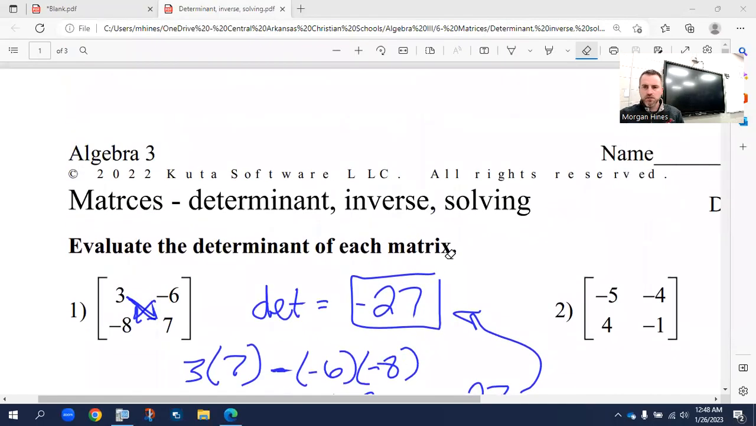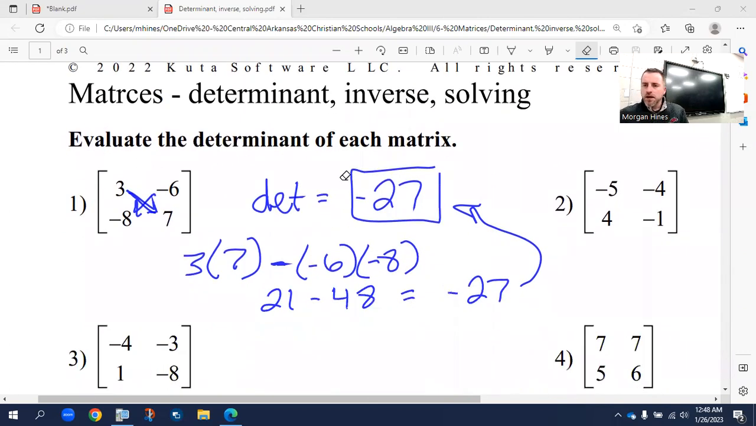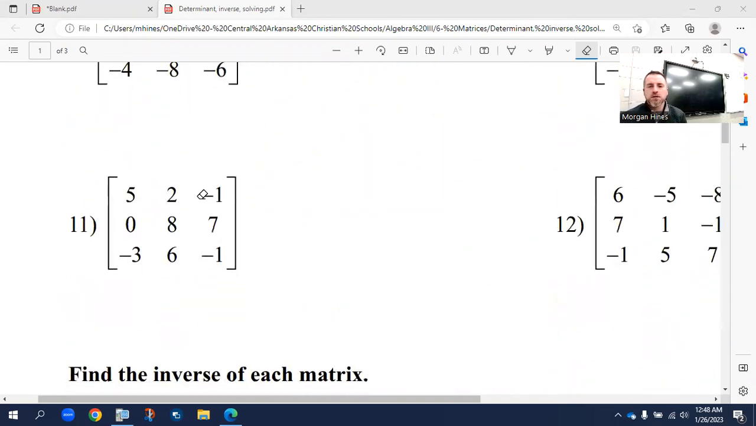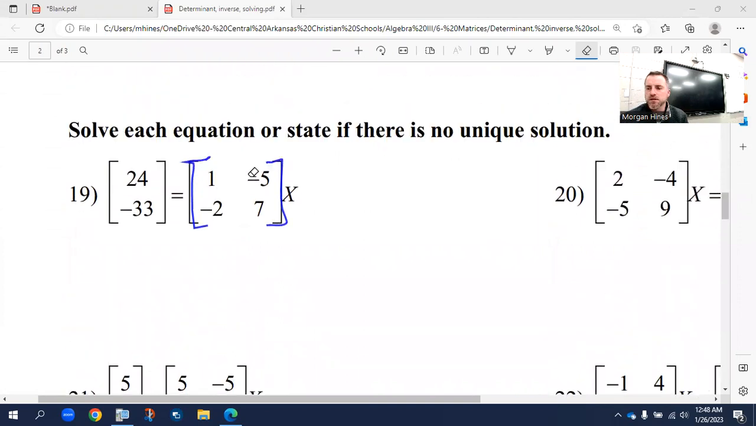Hello, everybody. We're going to do some matrices. Basically, what we're trying to do is learn how to solve an equation, like we see in number 19 and following, where you've got a matrix. We want to multiply it by something. We're not really sure what we would multiply it by, and then we're hoping to get another matrix that's a 2 by 1 with 24 and negative 33 in it.